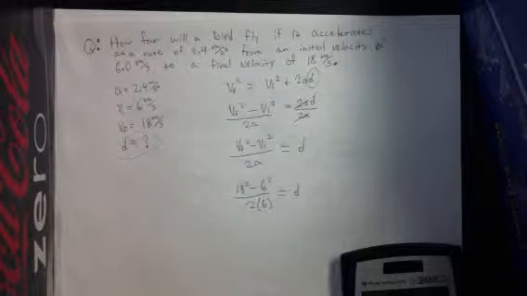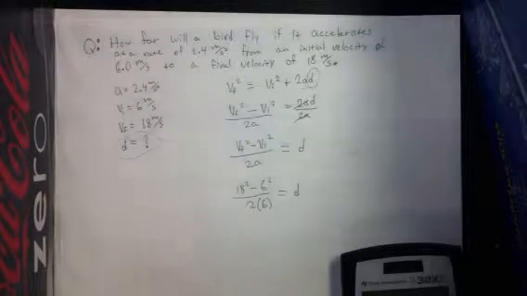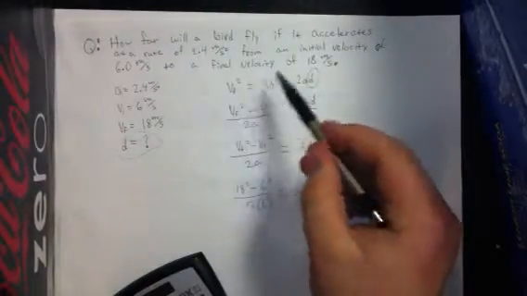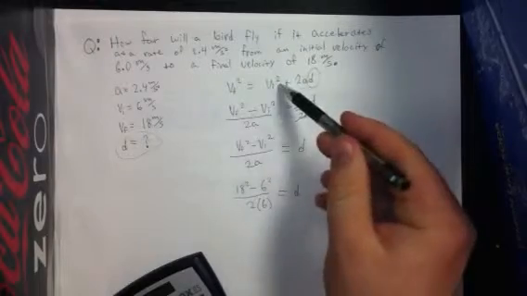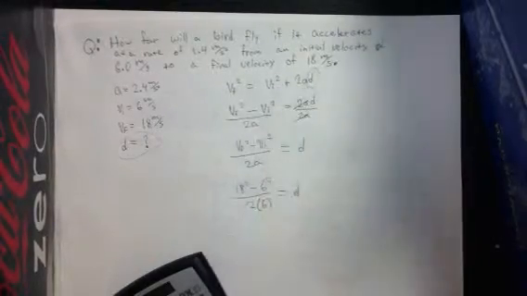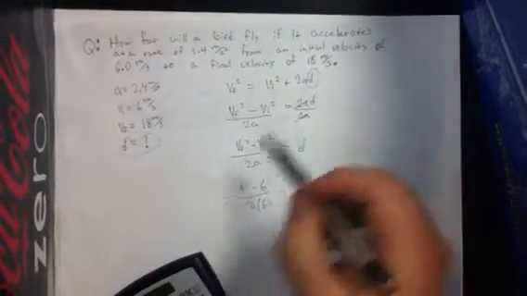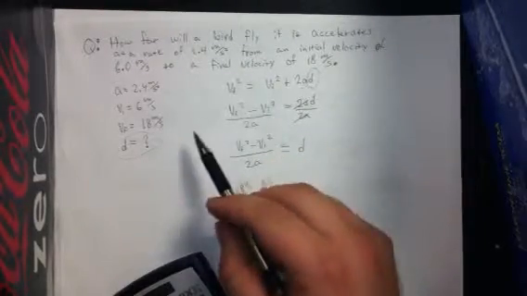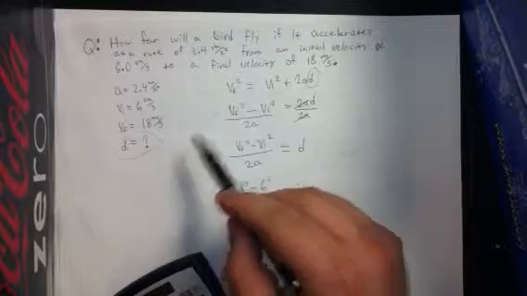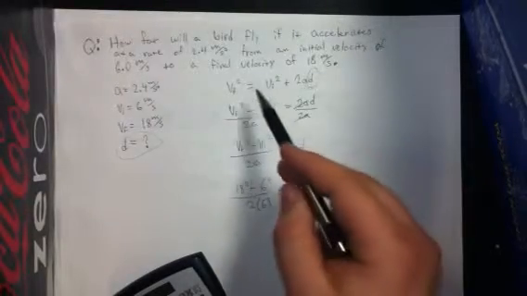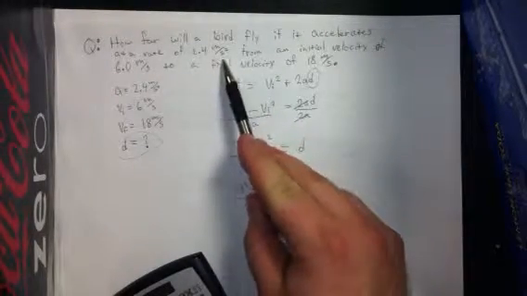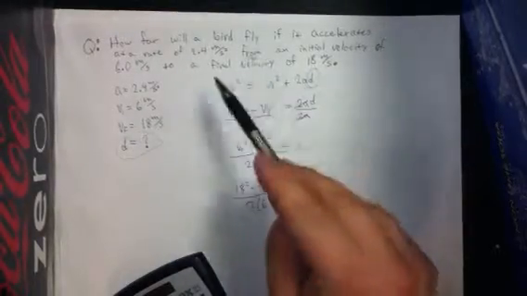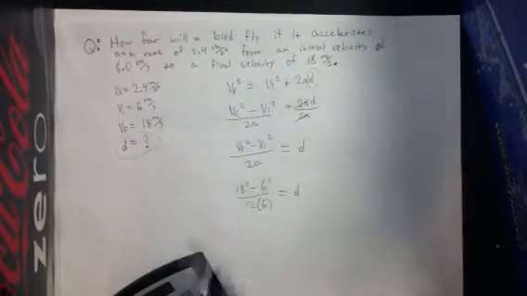Alright, welcome to our continuing review of horizontal motion. In this lesson we're going to be dealing with the formula velocity final squared is equal to velocity initial squared plus 2AD. As you can see, I've already started this problem, but I'll explain it more in depth as we go. The question states, how far will a bird fly if it accelerates at a rate of 2.4 meters per second squared from an initial velocity of 6 meters per second to a final velocity of 18 meters per second?